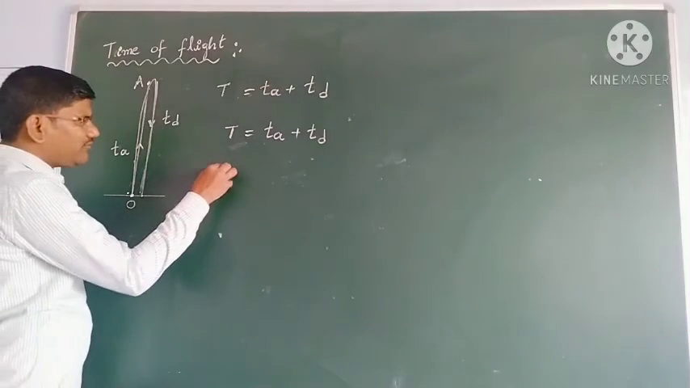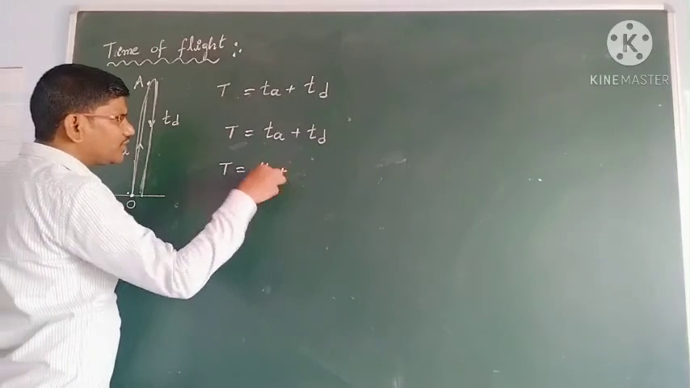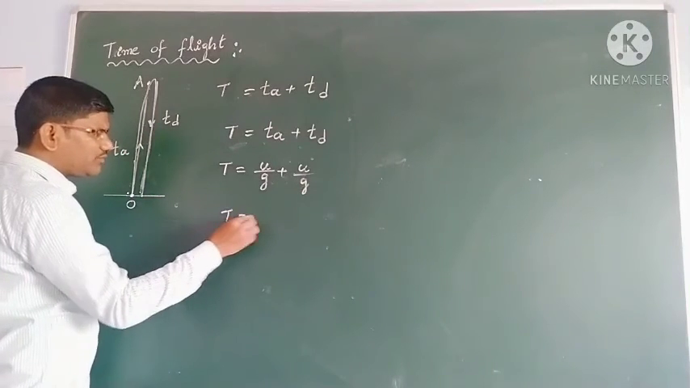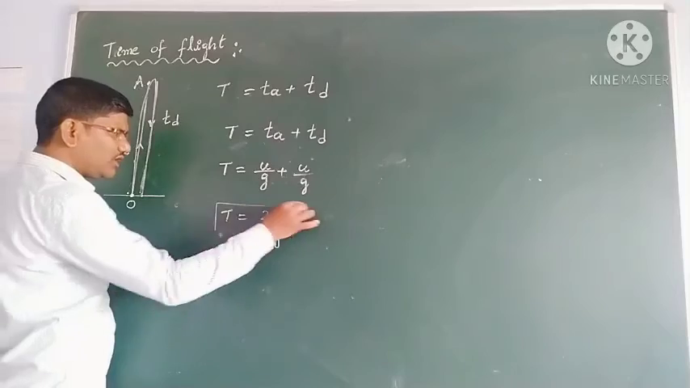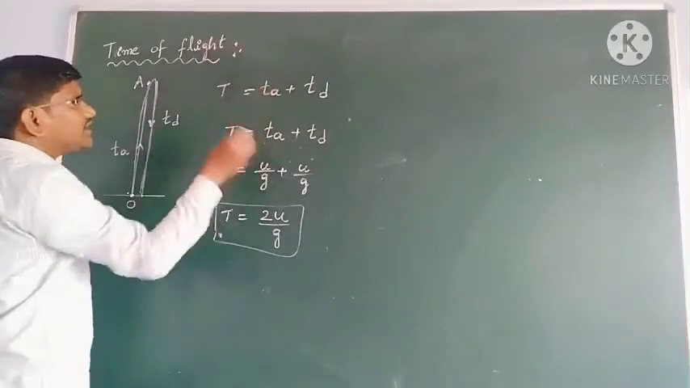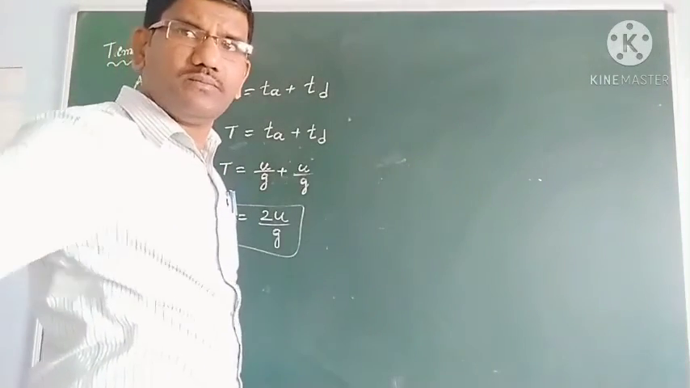So the time of flight T is equal to: upward journey u by g, downward journey u by g, and the total time T is equal to 2u by g. This is called time of flight. So time of flight you denote by the capital letter T. Okay students.